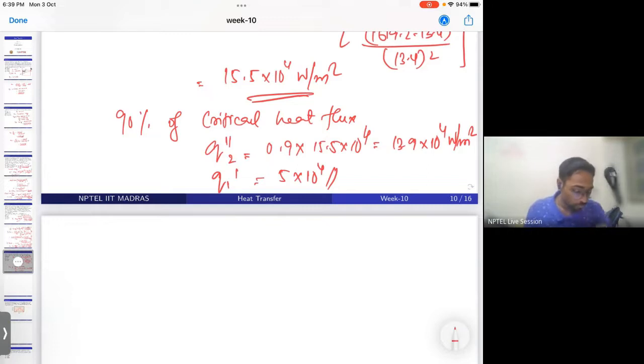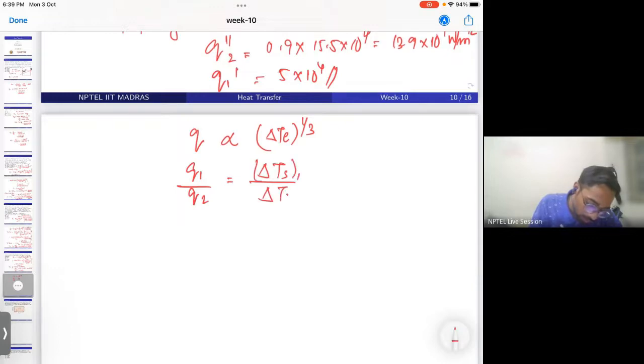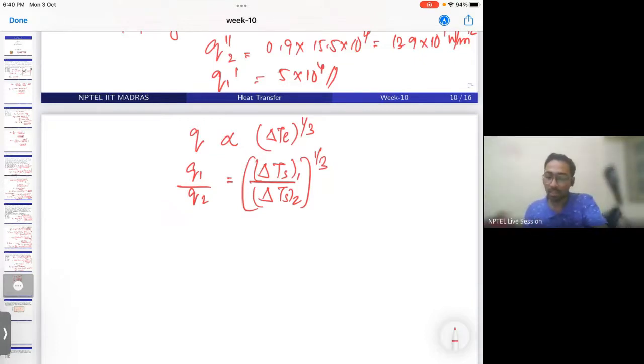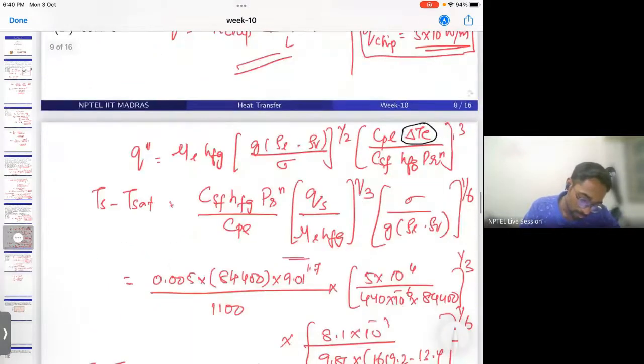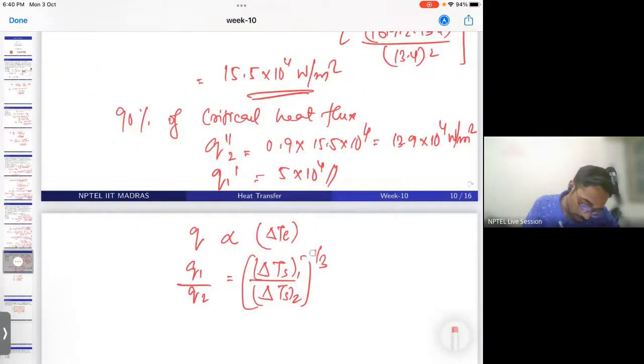So we know the heat flux is proportional to delta T_s raised to 1 by 3, right? So Q1 by Q2 should be equal to delta T_s1 by delta T_s2 raised to 3, because all the other properties are the same. Only varying is the heat flux. So this is not raised to 1 by 3, it's 3.